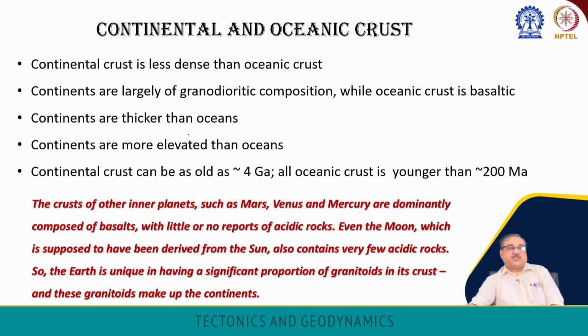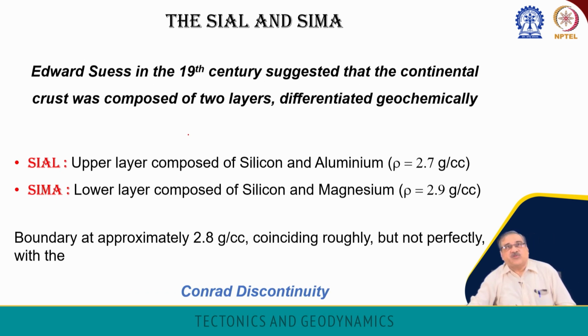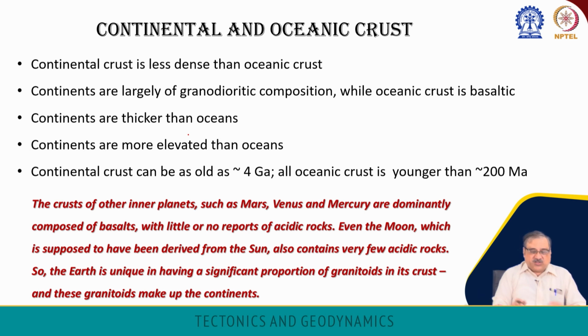Now, let's just go a step further then. There is a difference between the continental and the oceanic crust. Now, what are the differences? It's good to remember what these differences are, because these are absolutely key to what we are going to understand. So, the continental crust is less dense than the oceanic crust. The continental crust and the oceanic crust are different in composition.